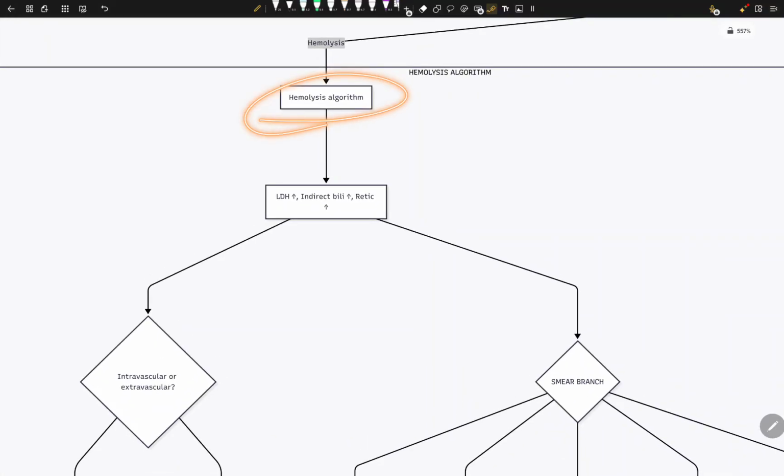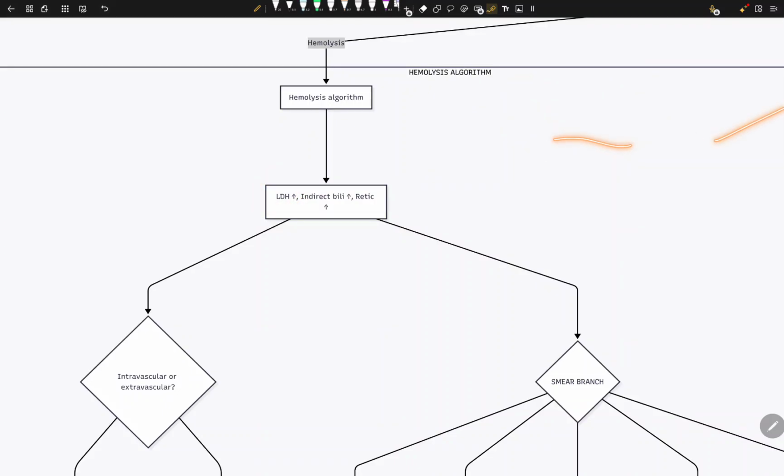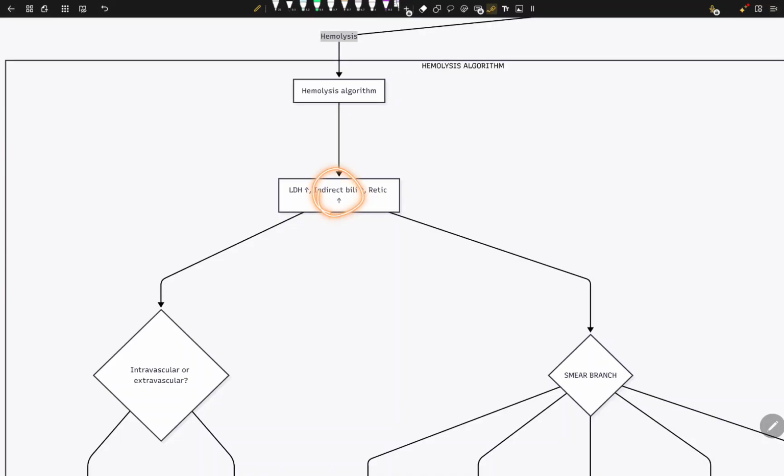So, hemolysis algorithm: we have increased LDH. RBCs are packed with LDH. Whenever RBCs die, we have spillage of LDH inside the serum, and then we can check if it's intravascular or extravascular. We have indirect bilirubin, and then we have reticulocytes. Retic is going up because it's a response from the marrow.